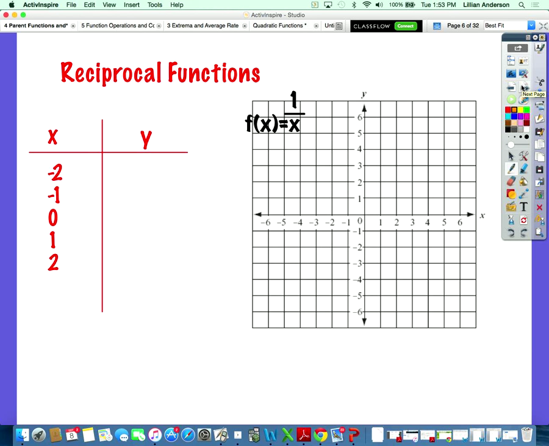The next one we're going to talk about is the reciprocal function. That's f of x equals 1 over x. With your reciprocal functions, if I were to plug in -2 for x, what would y be? 1 over -2, also known as -1/2. If I plugged in a -1, what would I get? -1. If I plugged in 0, it's undefined because you cannot have 0 in the denominator of a fraction. What's happening on the graph when you have 0 in the denominator? A break. What kind of a break? No, it's not a hole.